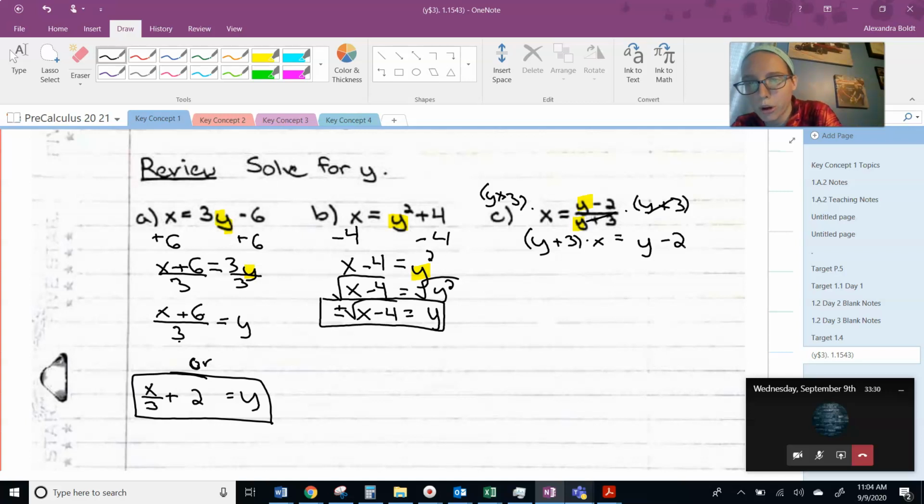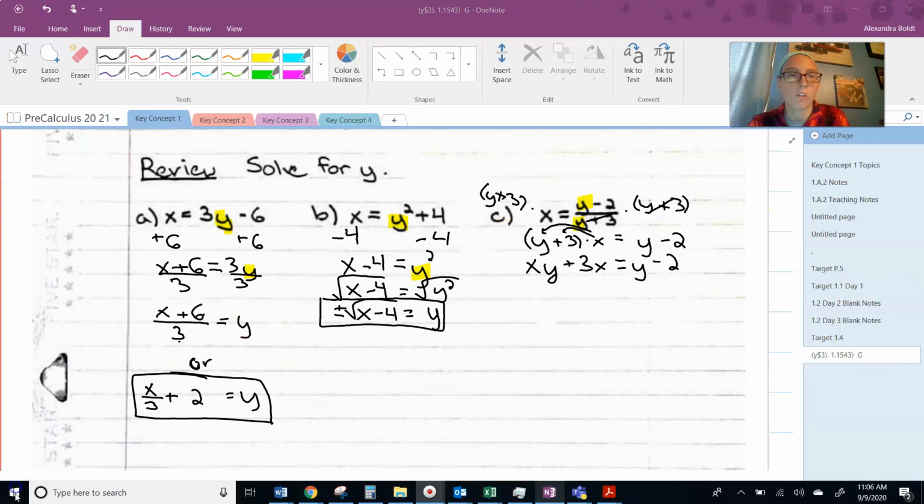We are going to distribute our x. So y times x, you can say yx or xy. I usually put them in alphabetical order. And then x times 3 is 3x. So now at least we don't have any fractions. However, I'm solving for y, and I have y's in two places. We can't solve for something if it's in more than one place, so I need to get rid of one of my y's. I'm going to get rid of this one on the right.